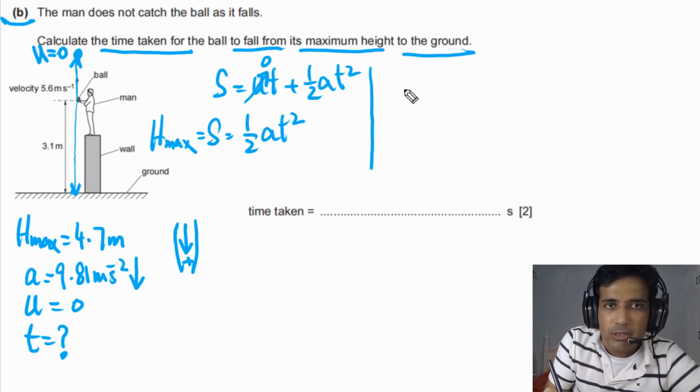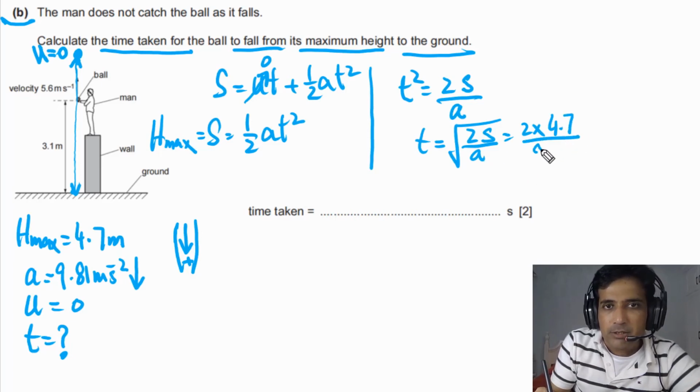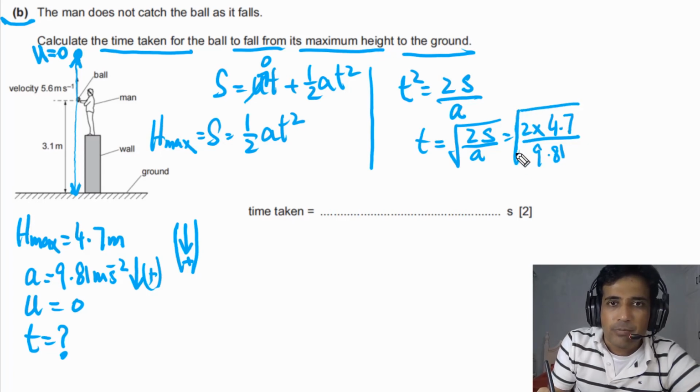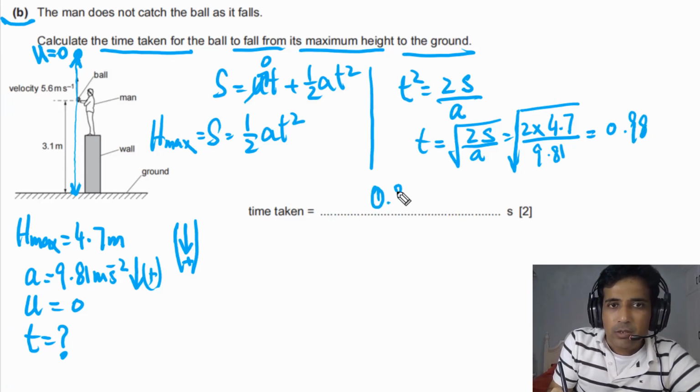Now we need to find out the value of t. So we can rearrange this one. We can write down t squared will be equal to 2s divided by a. Or we can say that t will be equal to the root of 2s divided by a. The value of s is equal to 4.7 meters and a is equal to 9.81. And this is positive because we are taking downward direction as positive. Now if we solve this one, our final answer will be 0.98 seconds. So this is our final answer.